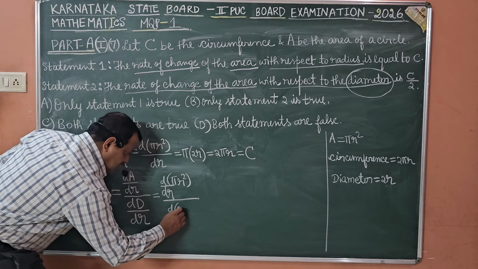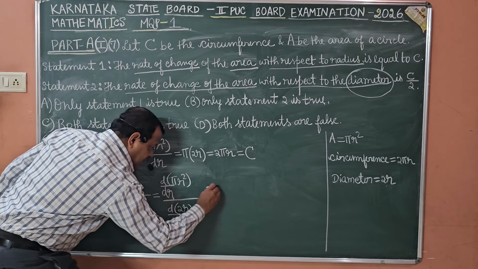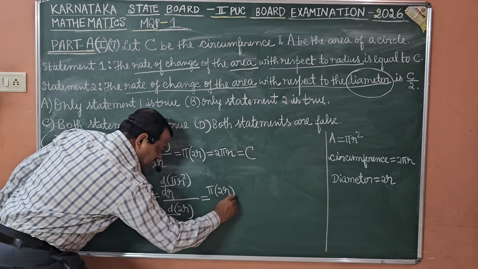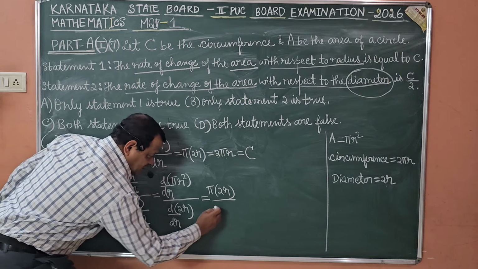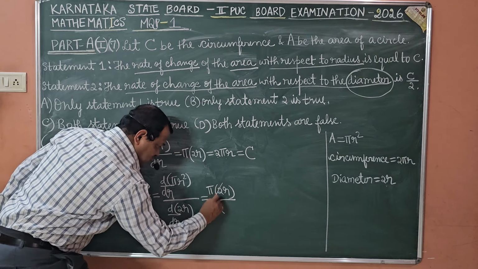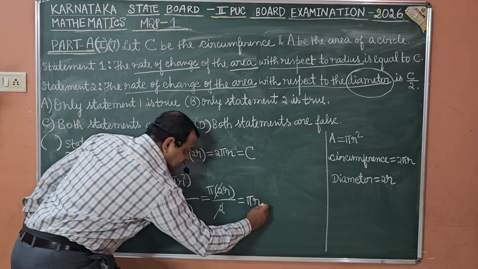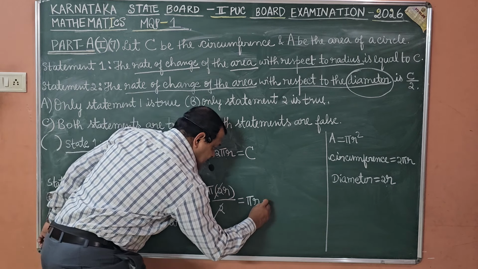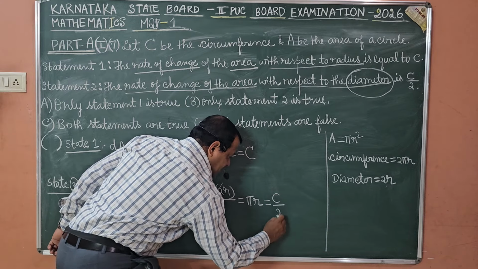That is d by dr of the area of circle pi r square divided by d by dr of capital D, diameter 2r. Therefore, what is the numerator? Differentiation gives pi into 2r. What is the differentiation of the denominator, 2r with respect to r? Only 2. Therefore, 2 gets cancelled. We get pi into r. This pi r is nothing but C by 2, circumference by 2.